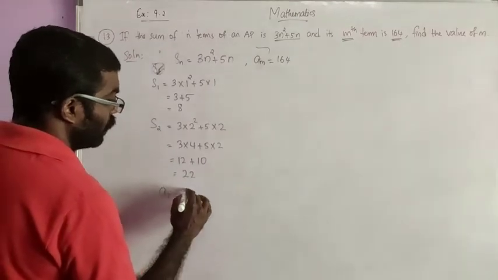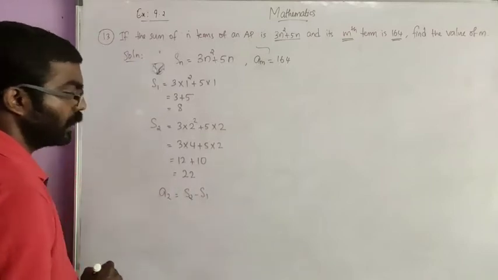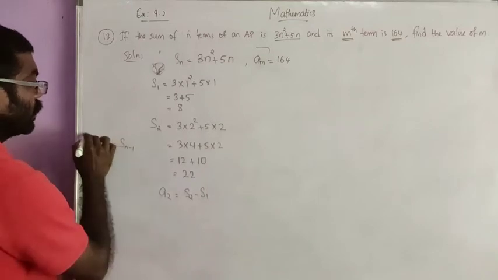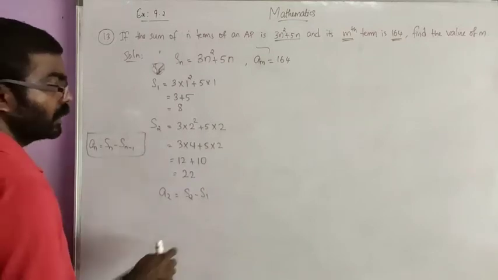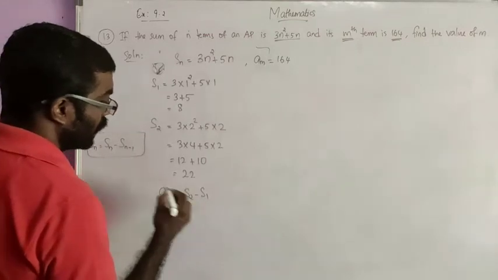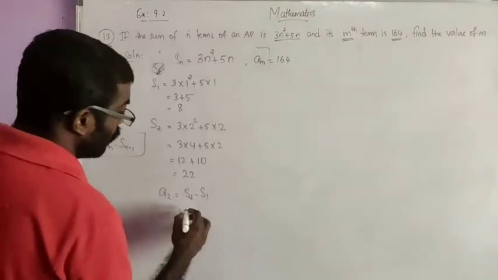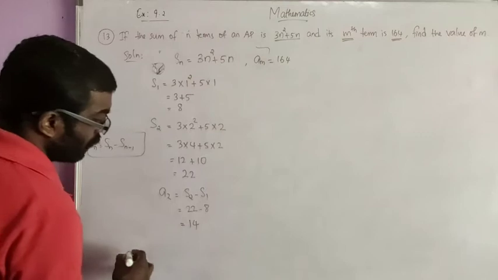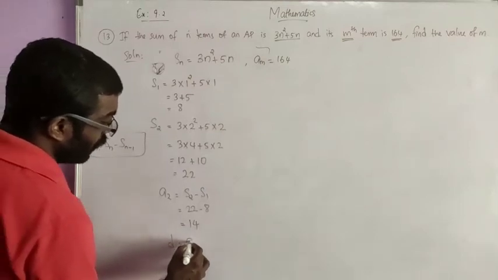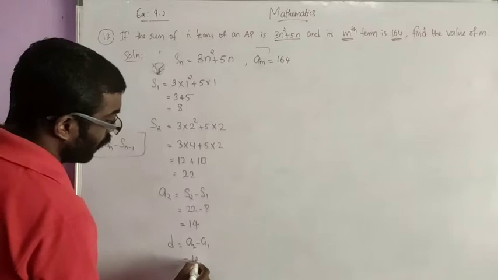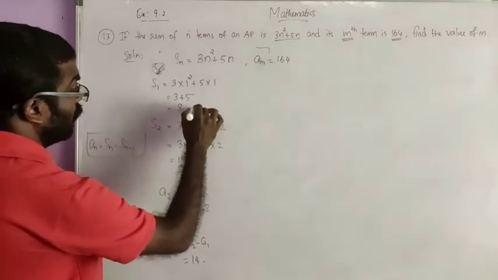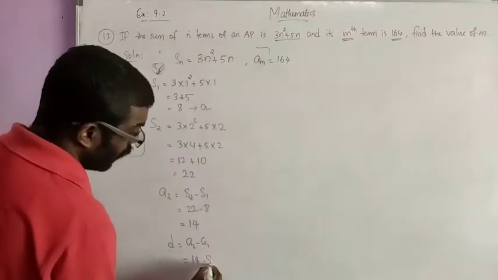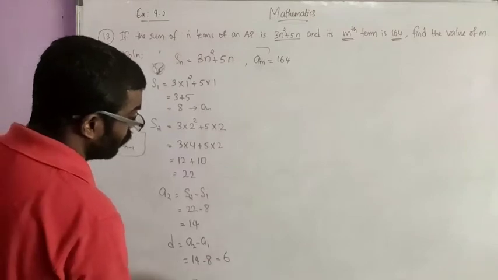Then A2 is equal to S2 minus S1. Okay. We know the relation: An is equal to Sn minus Sn minus 1. So if we subtract S1 from S2, we will get the second term A2. Okay. So what we can write? 22 minus 8, which gives 14. Now we can easily find the common difference d: A2 minus A1. Here it is 14 minus A1. S1 is 8, so it will be the first term, A or A1. So 14 minus 8, which is equal to 6.